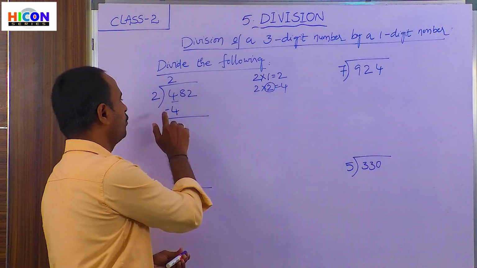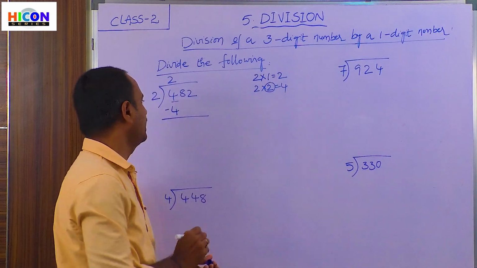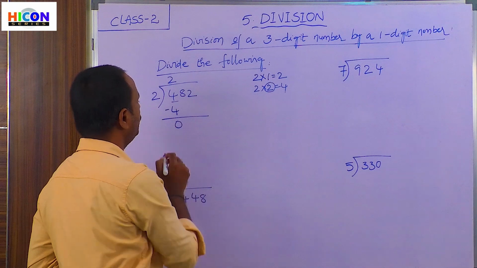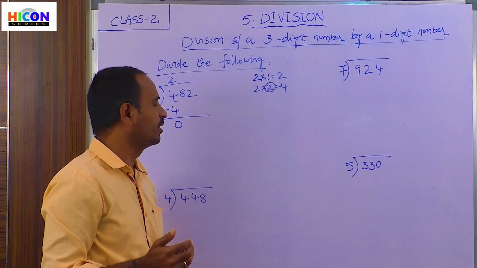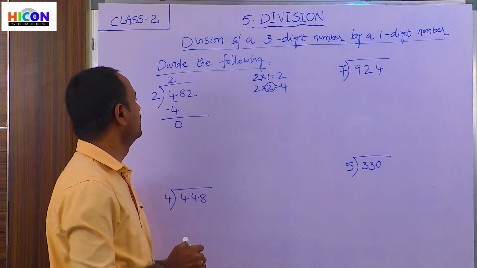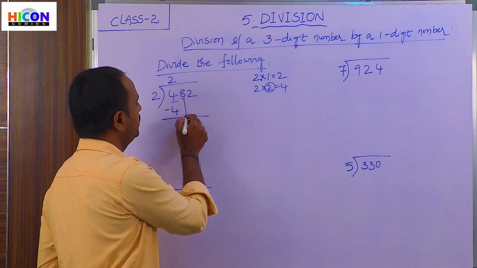So if you subtract 4 from 4, that is 4 minus 4, 0. So write 0 below the first digit. So the first digit is completed. Now bring down the second digit. What is the second digit here? So 8 is the second digit. So bring down the second digit 8.